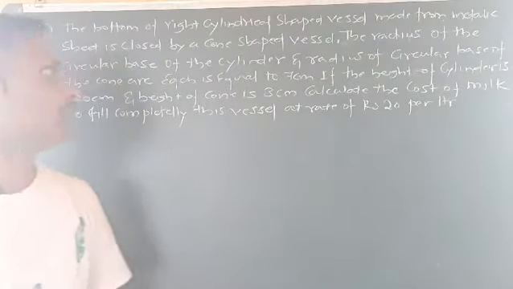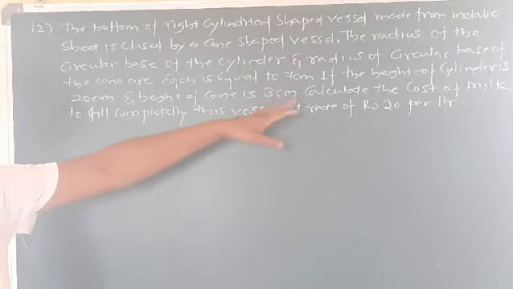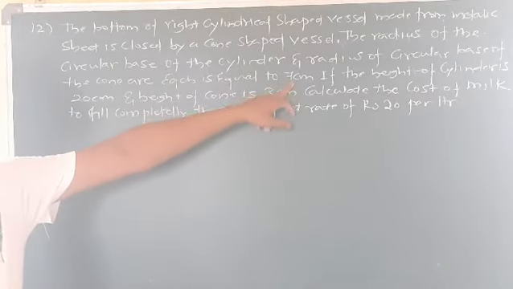Well students, now we have here the next problem. The bottom of a right cylindrical shaped vessel made from metallic sheet is closed by a cone-shaped vessel. The radius of the circular base of the cylinder and the radius of the circular base of the cone are each equal to 7 centimeter. The radius of the cylinder and the radius of the cone are equal to 7 centimeter here.